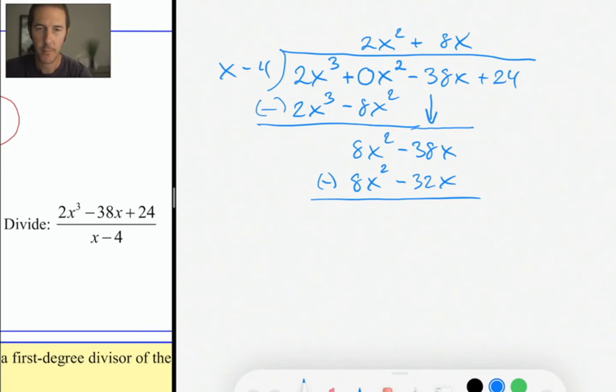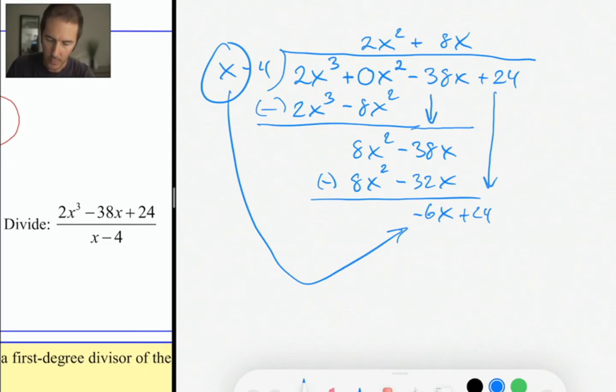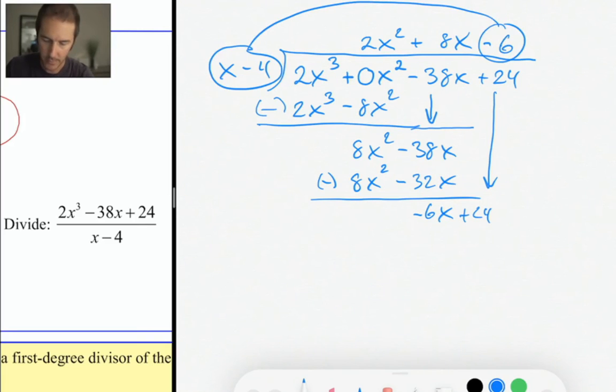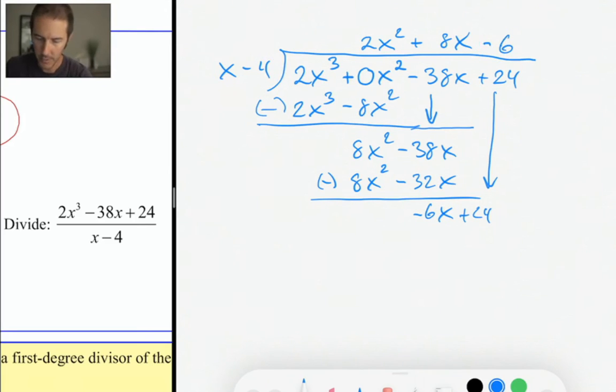Negative 38x minus negative 32. Watch the double negative, it turns into addition, and we get negative 6x. Bring down your next term, plus 24. Repeat the process. This x times what would give me negative 6x? The answer is negative 6. So I put my negative 6 up top, and then I take the negative 6 and I multiply it by my entire divisor. Very repetitive process.